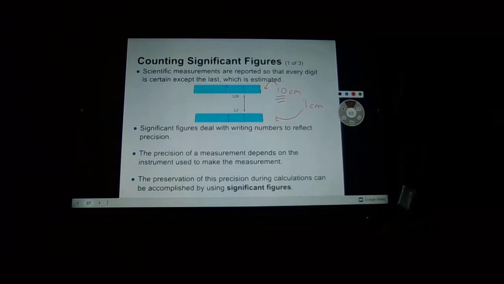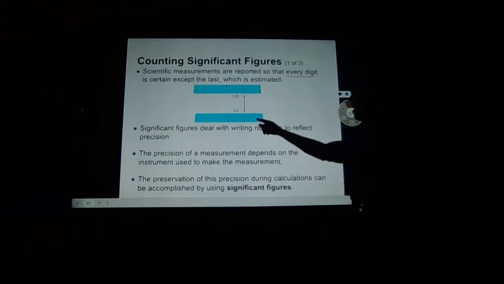Something that's very important that I want to make sure I discuss with you is how we make measurements in science class. It's important to understand that every digit that we measure is certain except for the last, which is estimated. What that means is that I always go 1 digit beyond what I can accurately measure when I take measurements in science class.